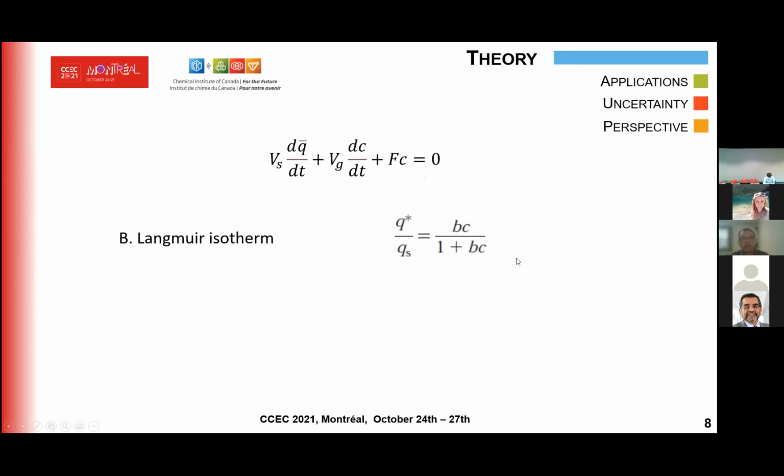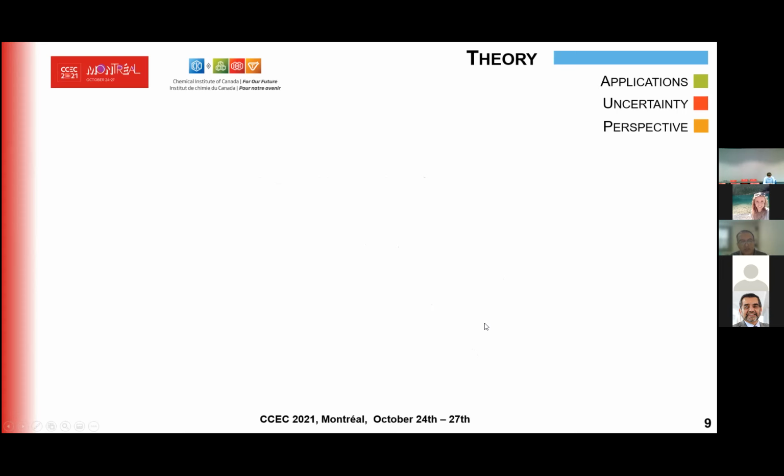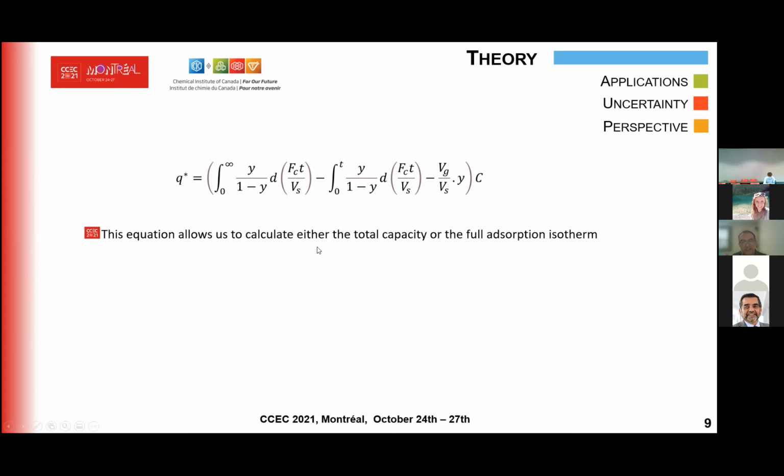You can also expand this to a different type of isotherm. For example, if you assume a Langmuir isotherm, then the desorption curve looks like this. It's not going to be exactly a line, but could have some intercept. You can also solve this for the general case, without consideration of what the isotherm looks like. This is for the very general case, and this equation tells us two things. It helps us to calculate the full adsorption isotherm, and it also gives an idea of the total capacity.